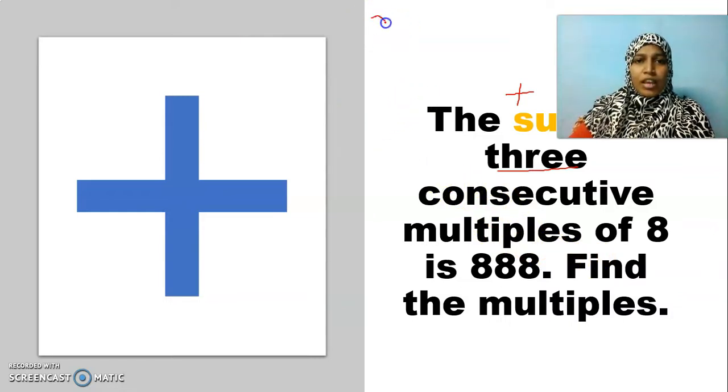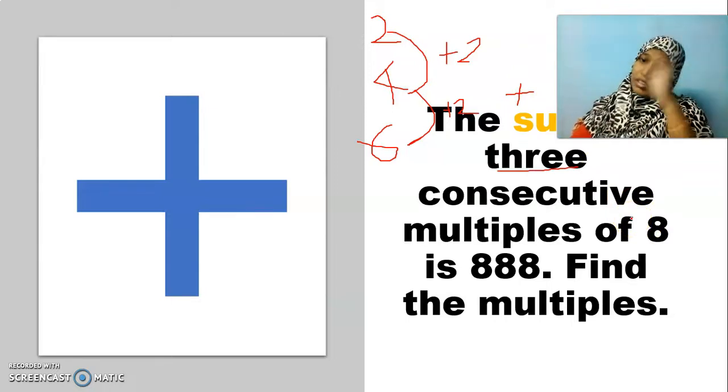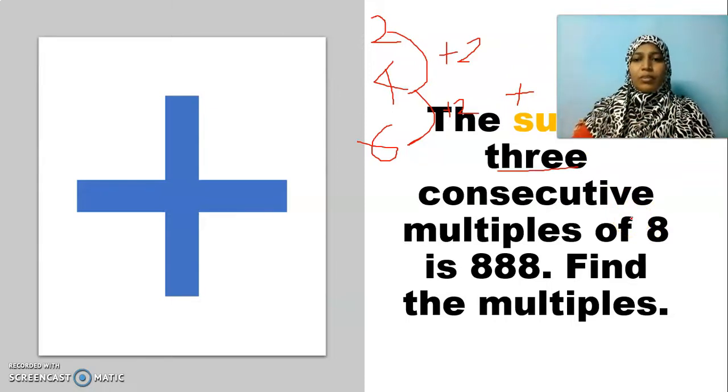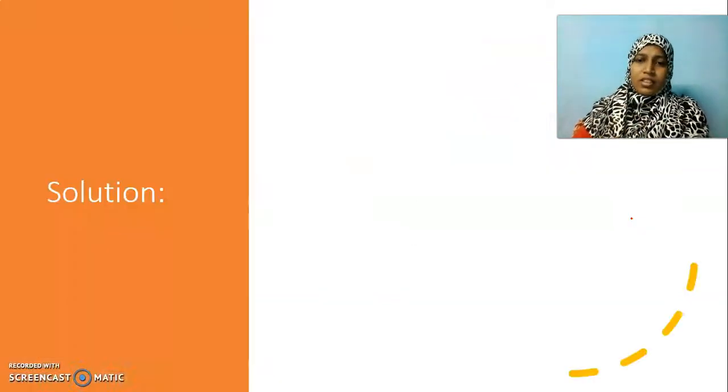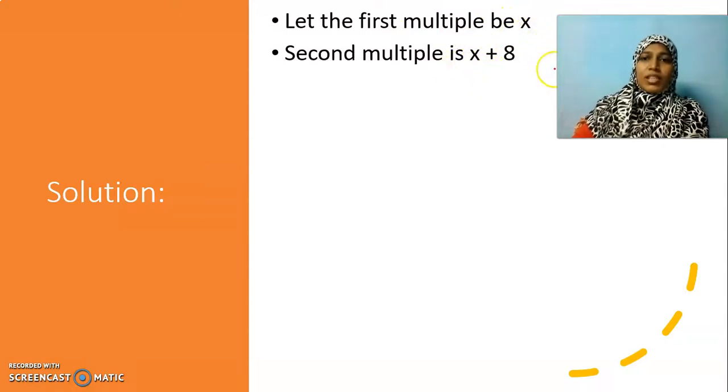Okay. Now, if I say the multiples of 2, what will I get? 2, 4, 6. How does it keep increasing? It increases by 2, isn't it? Then again, plus 2. So, can I say if x is the first number, the next multiple will be x plus 8. The next multiple after x plus 8 will be x plus 8 plus 8. See here, first multiple is x. Second multiple is x plus 8.